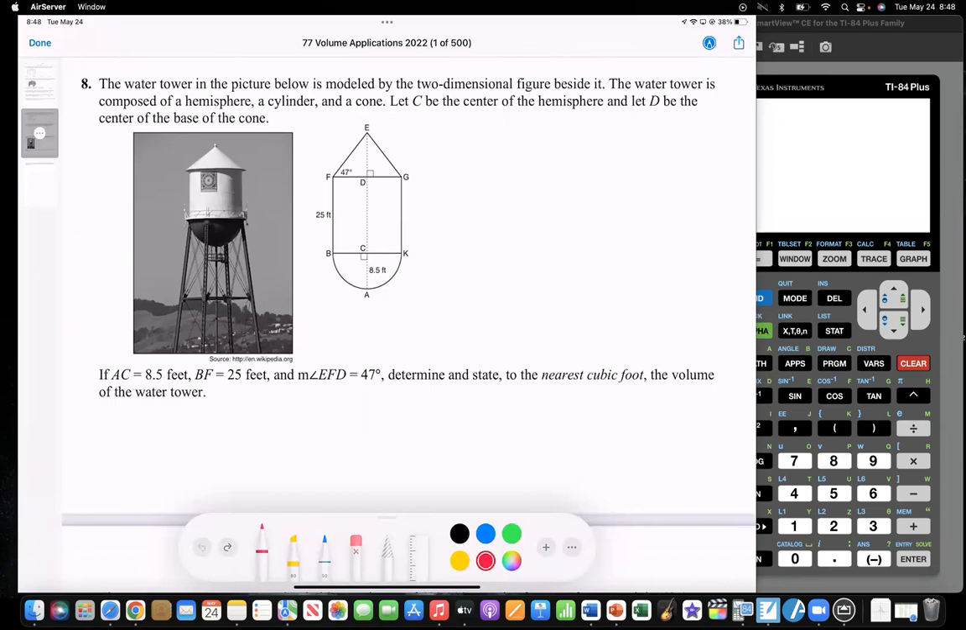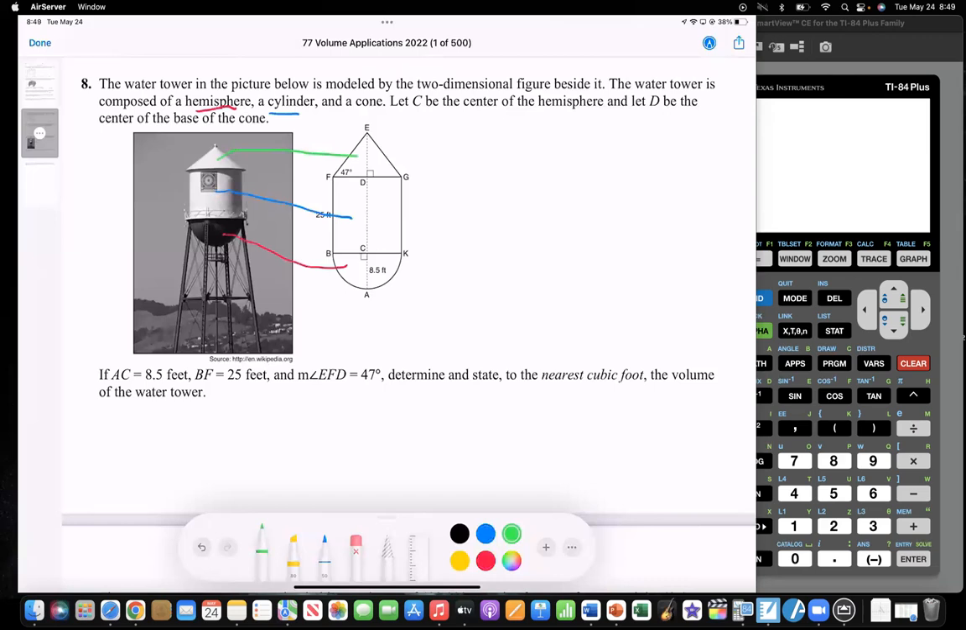All right, hello everyone. So in this video, we're going to be looking at this water tower application problem, as you can see here. So it tells us we have this water tower modeled by this two-dimensional figure beside it, and you can see it's composed of, it tells me, a hemisphere. So you can see the half of sphere at the bottom there, a cylinder, which is this middle part here, and then the cone at the top. So we have three basic 3D shapes here that we need to deal with.